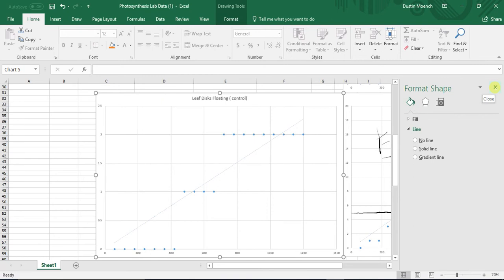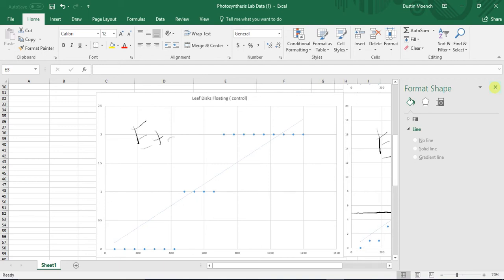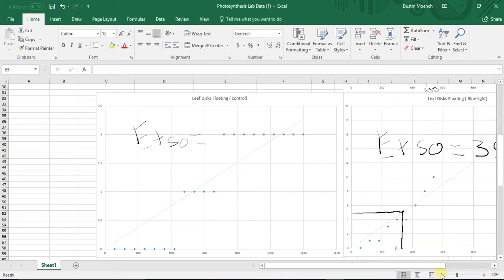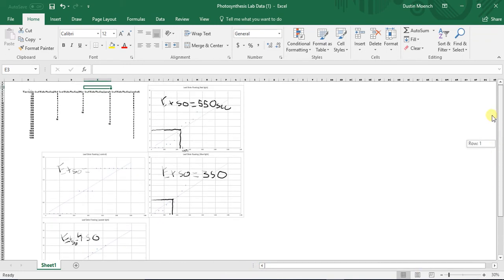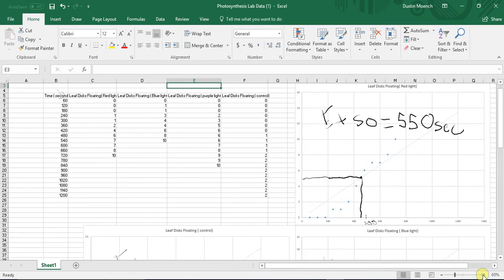So I'm not even going to put an ET50 for my control. If you did have 10 leaf discs that end up floating, you will do the ET50 just like you had done before. So now I have my ET50 values. Alright, so now I need to go ahead and turn these ET50 values into 1 over ET50, because that's what we're going to actually graph.